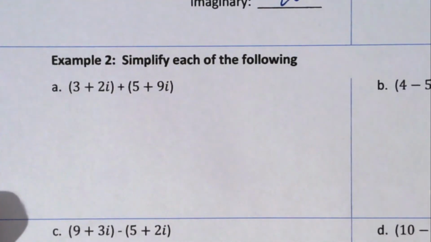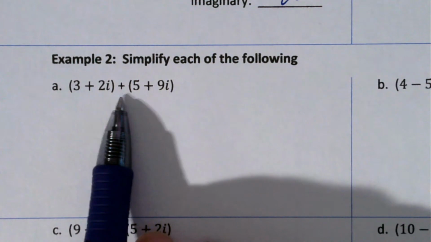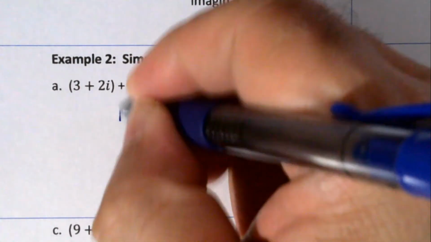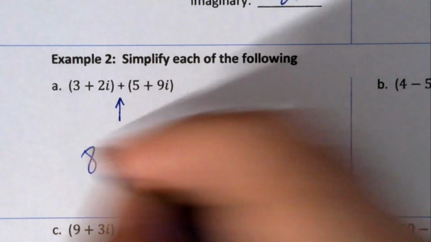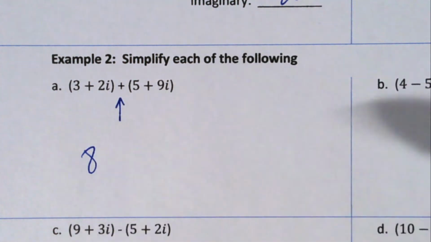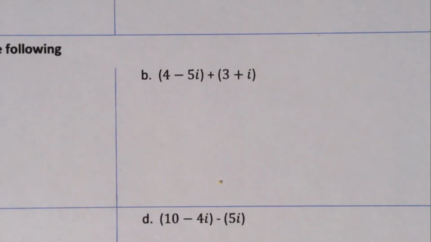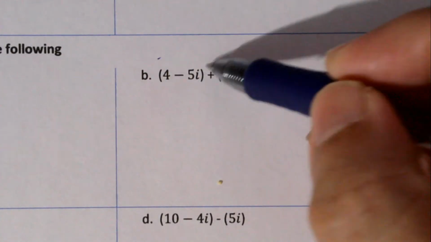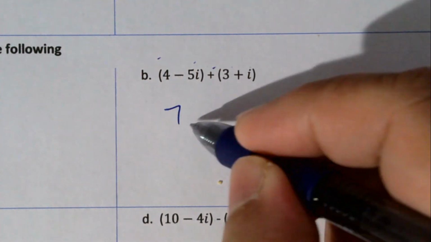Okay? And when we simplify this, you simplify as treating the i like it's a variable. Notice just because you see parentheses, it doesn't mean it's multiplication. Pay attention to the sign that's in between them. So this is 3 plus 5, making it 8, and 2i plus 9i, making it 11i. That's it. And then B, so it's 4 plus 3, making it 7, negative 5i plus i, making it negative 4i.